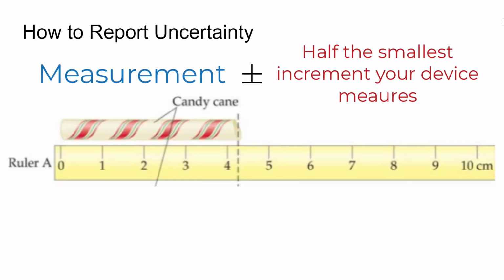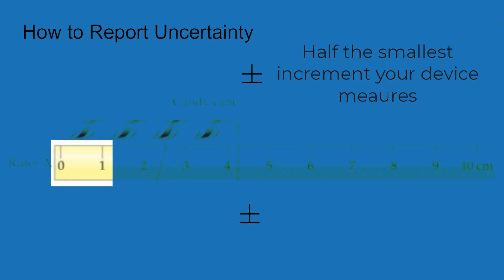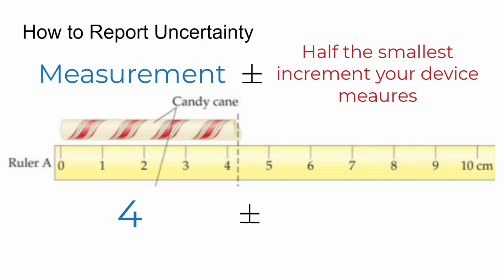Well, for ruler A, we were certain that the length was at least 4 centimeters. So we write 4 centimeters, then plus or minus symbol, and lastly, half the smallest measurement your device measures. Ruler A only measures a full centimeter as its smallest measurement. So half of that is 0.5 centimeters. Therefore, the full measurement written out with uncertainty is 4 centimeters plus or minus 0.5 centimeters. That 0.5 centimeters is the uncertainty you have in each of the measurements you make with that ruler.